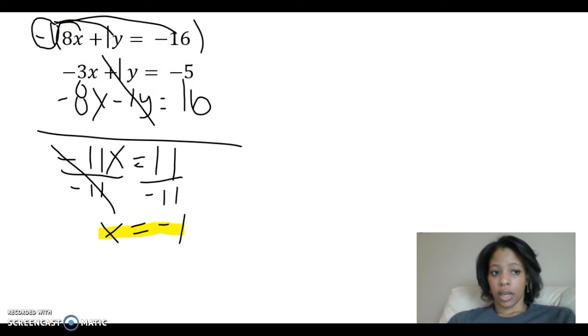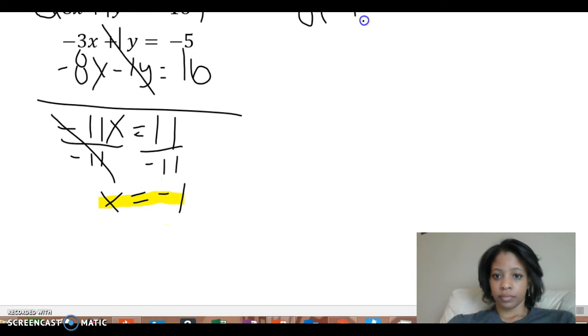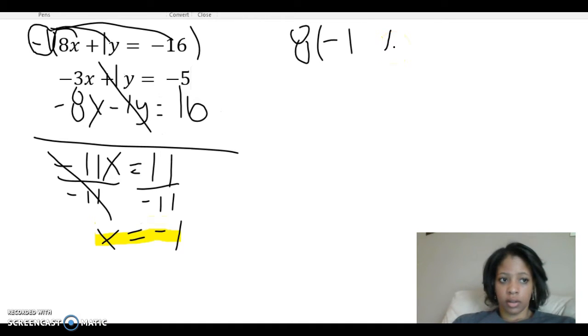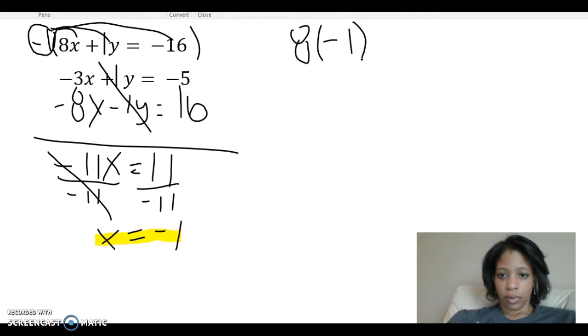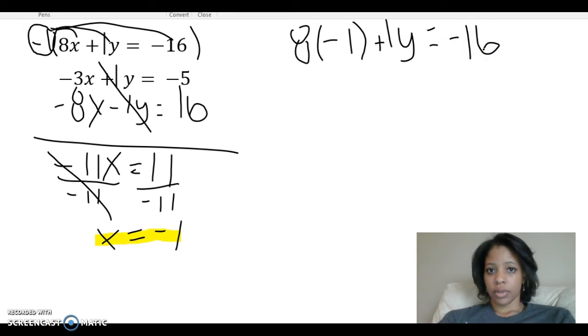So I'm going to substitute negative 1 in for x in either of my original equations. So of course I'm just going to do the top one. So I have 8. Now instead of writing x, I'm going to write negative 1. Alright, instead of writing x, I'm writing negative 1. And then plus, just rewrite everything else. Plus y, or you can put 1y, doesn't matter. Equals negative 16. So now I'm simplifying and I'm solving for y.